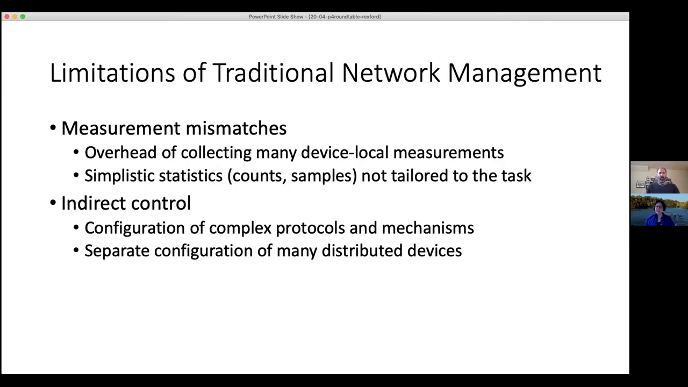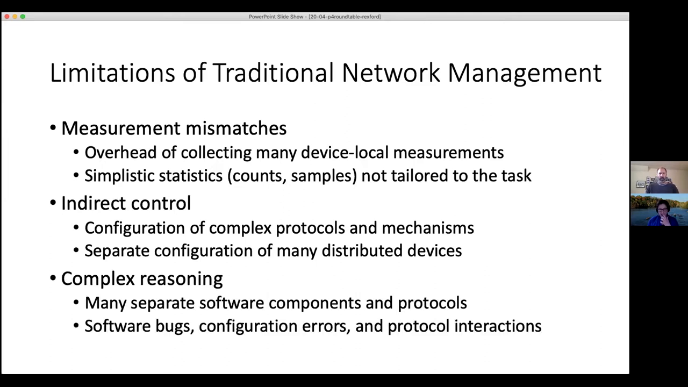Second, because the configuration of the network is done through Baroque configuration interfaces, there's often a very indirect mechanism of control by the central management system to configure existing protocols and mechanisms and to configure them separately on a distributed collection of network devices. And so the result is a system that's extremely hard to reason about. Many different software components and protocols and interfaces and standards, with all sorts of software bugs, configuration errors, and unforeseen interactions between the protocols.